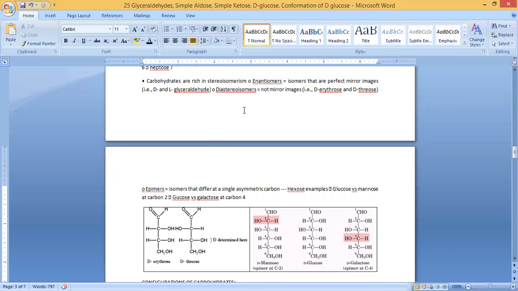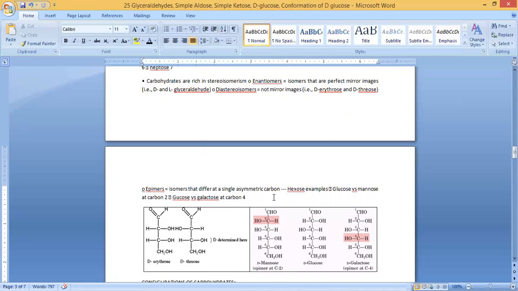Likewise, the diastereomers are not mirror images, like D-erythrose and D-threose. Okay, this is the D-erythrose and the D-threose. So in the structure, you can see here that the hydroxyl group is present on the right, and here it is on the left. The rest of the structure is the same. So they are the diastereomers. Likewise, epimers are also there, the isomers that differ at a single asymmetric carbon.